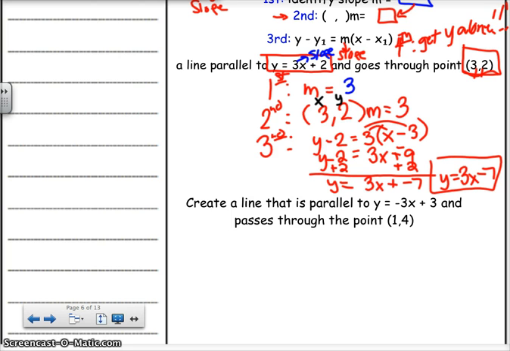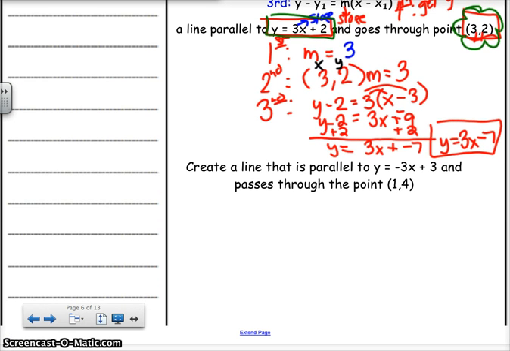I created an equation of a line that's parallel to a given line. That means they give me a line. That's what I boxed in red. They give me a line. They give me a point, and I can create a line that's parallel, using my knowledge that parallel lines have the same slope.